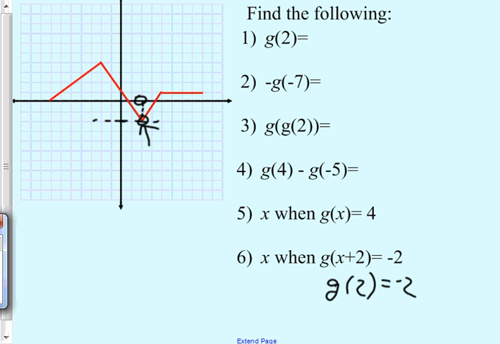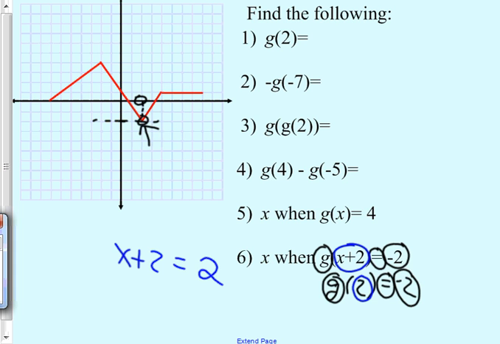And if this is the same as this, and this is the same as this, obviously, x plus 2 must be the same as 2. And now I can subtract 2 from both sides, and I have x equals 0. That's the toughest kind when it comes to graphs.